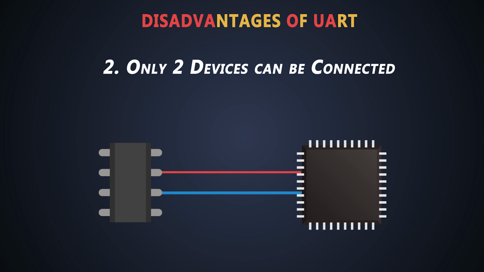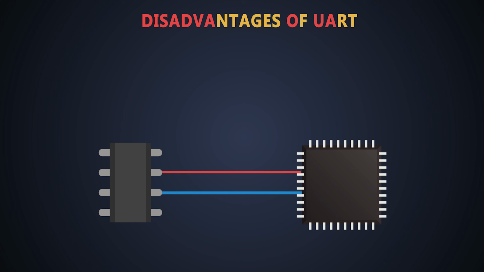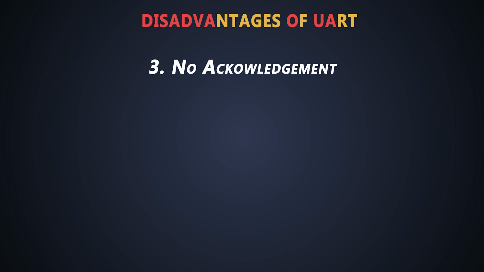UART uses ad hoc communication topology, so there is no room for a third device in this communication. And even after sending the data, we don't get any acknowledgement from the receiver. So it becomes very hard to check whether the data is received by the receiver successfully or not.